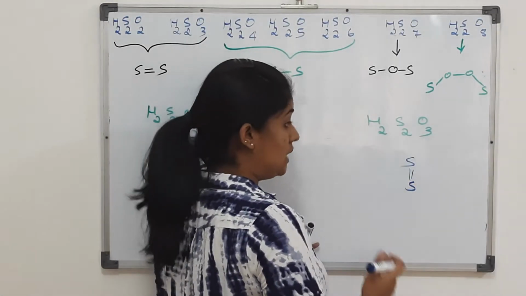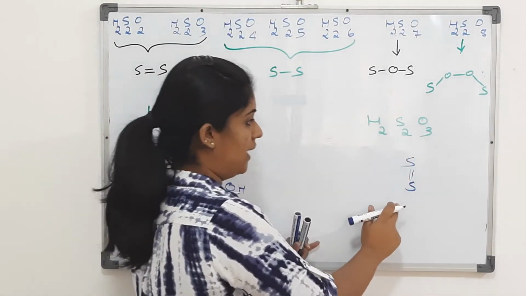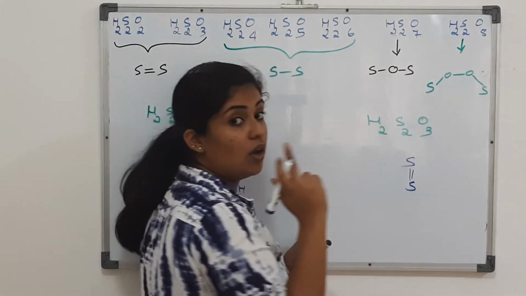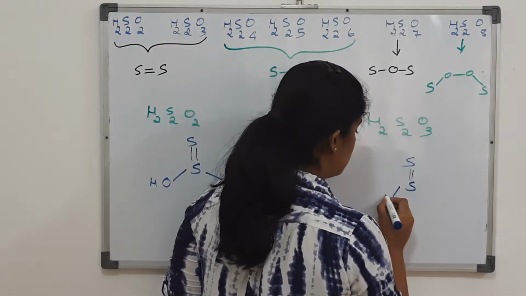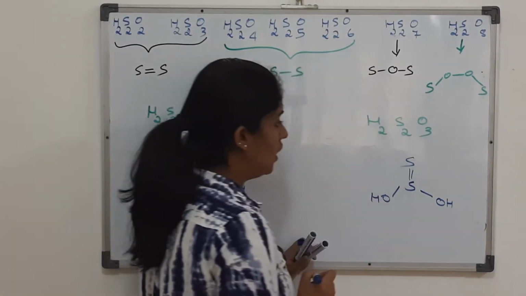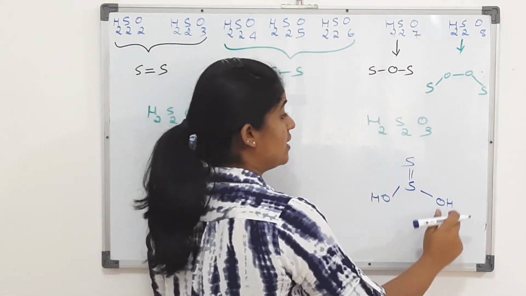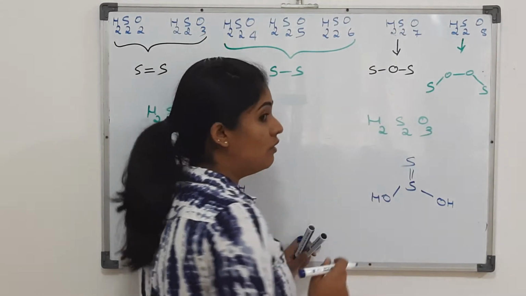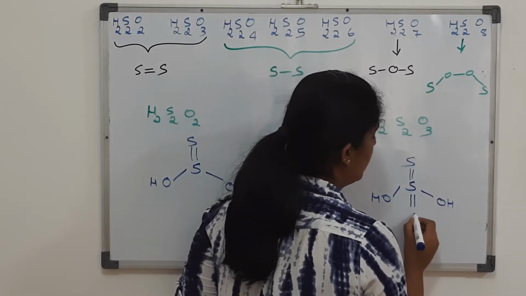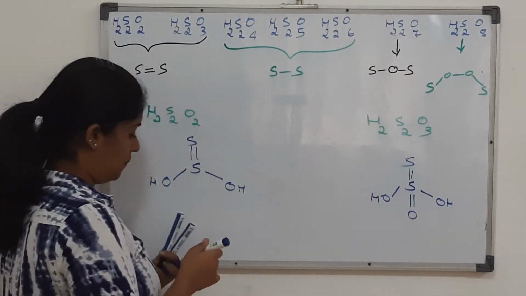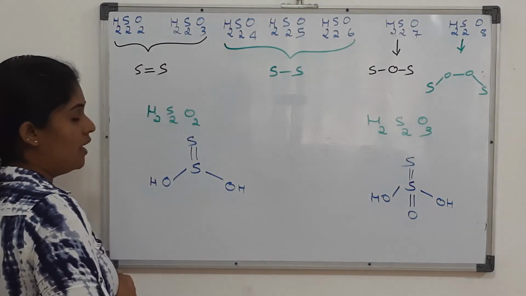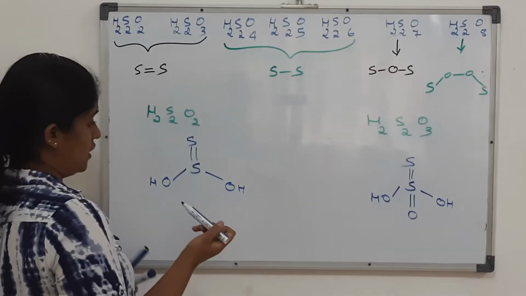Coming to H2S2O3, there's an S=S bond because it comes under this class. Now dibasic, so 2 hydrogens, 1 OH here, 1 OH here. Now what is remaining? 2 hydrogens are done, 2 sulfurs are done, 2 out of 3 oxygens are done. So the third oxygen would be attached to the sulfur as a double bonded oxygen. This is the structure of H2S2O3, and now to name them, let's look into their oxidation states.